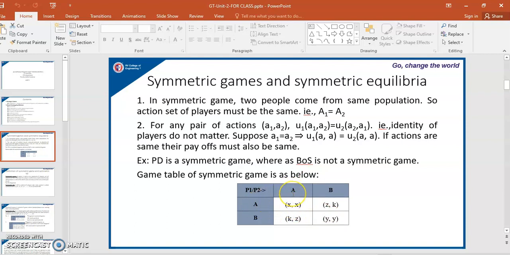Here, in case of action profile AA, the payoffs are X, X, and for BB it is Y, Y. The payoff for player 1 when he is playing A and the other player is playing B is Z, and player 2's payoff when he is playing B and the other player is playing A will also be Z. So, it is satisfying the symmetric game properties.